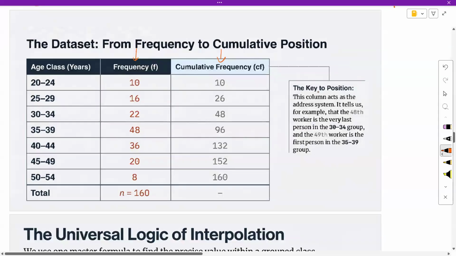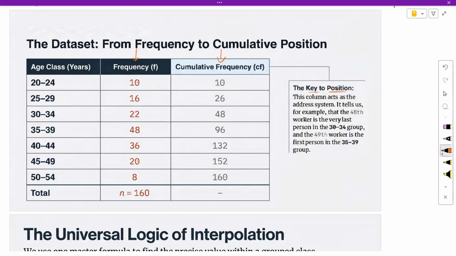Here, the key to positions. The cumulative frequency is the key. This is the navigator where a particular position will locate. So this is very important. Cumulative frequency is very important for calculating any positions. This column acts as an address system.